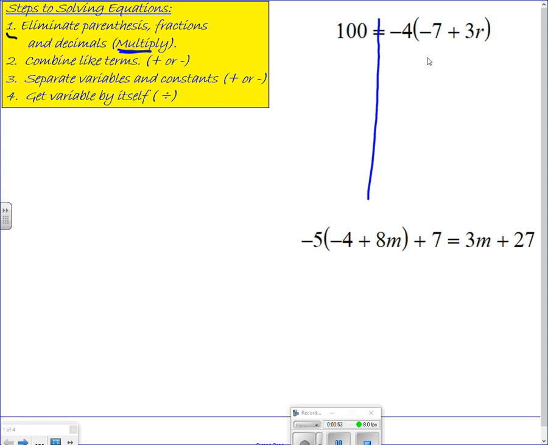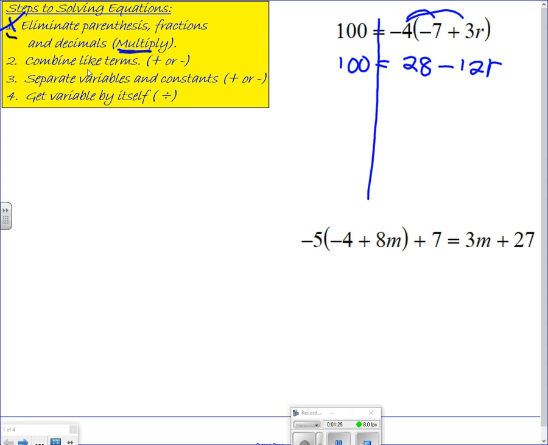What you do is everything on the inside of the parentheses gets multiplied by the outside number. So -4 times -7 will give you positive 28. No plus needed here. -4 multiplied by 3r will give you -12r. Copy the other side of the equation. And I'm done with step number 1. There are no more parentheses, fractions, or decimals.